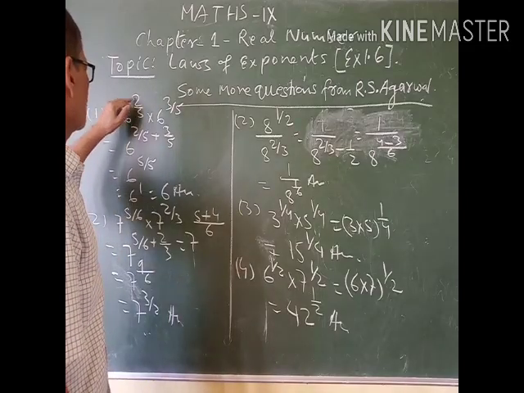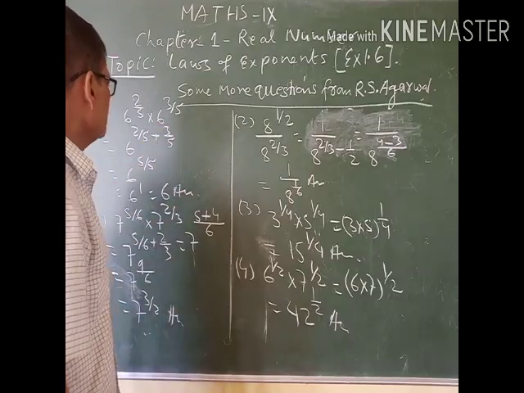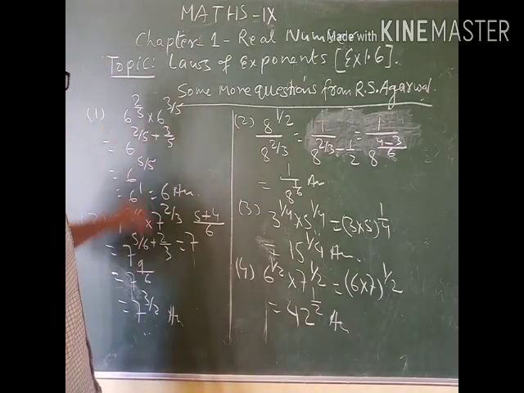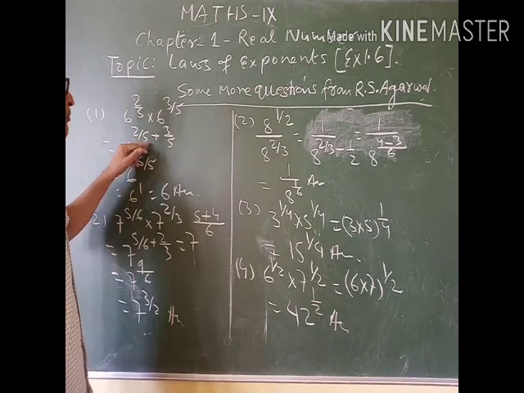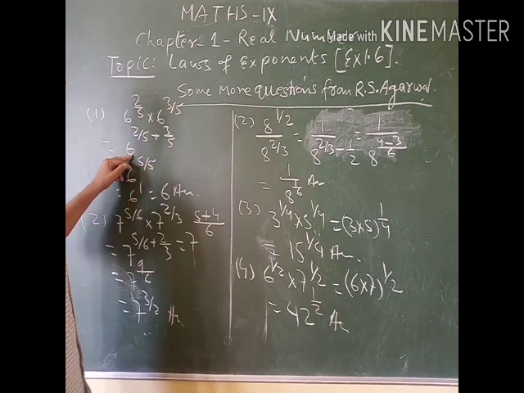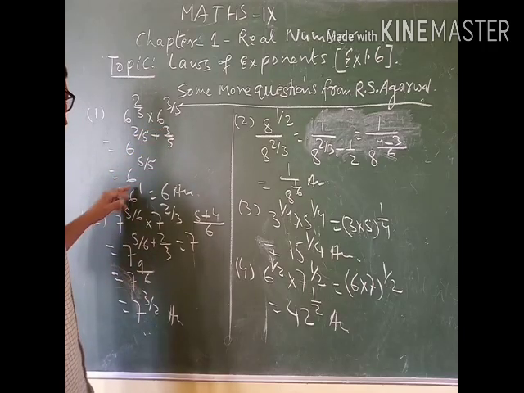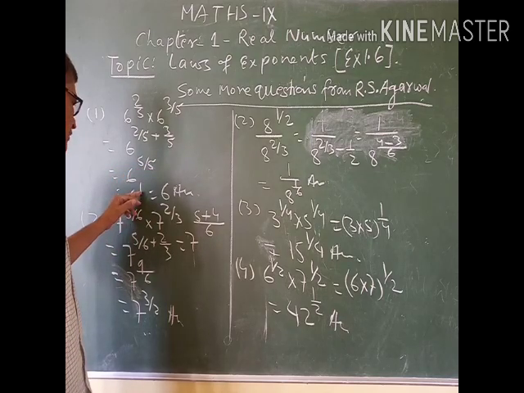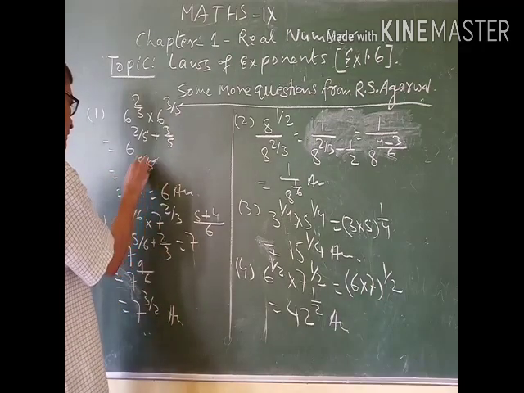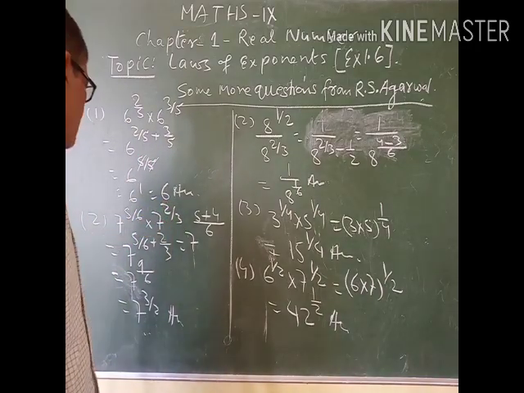6 to the power 2 by 5 into 6 to the power 3 by 5. Here again we observe that the bases are the same, therefore the powers should be added. 6 to the power 2 by 5 plus 3 by 5, and this will give you 6 to the power 5 by 5. 6 to the power 1, so the 5s cancel, and this will give you 6.